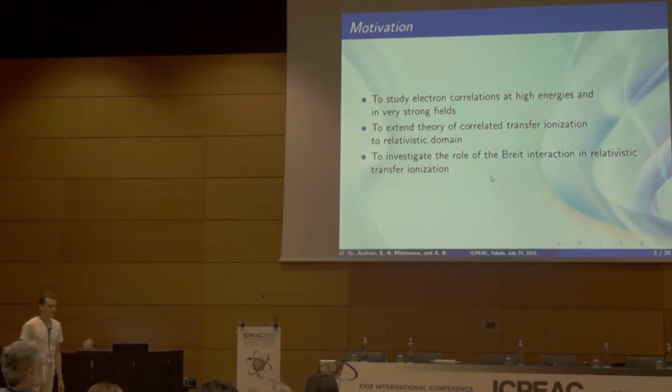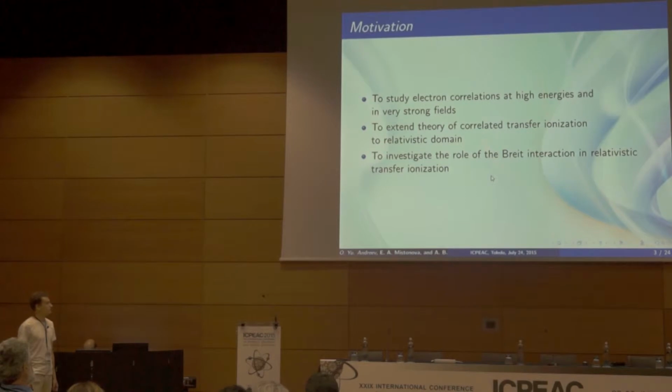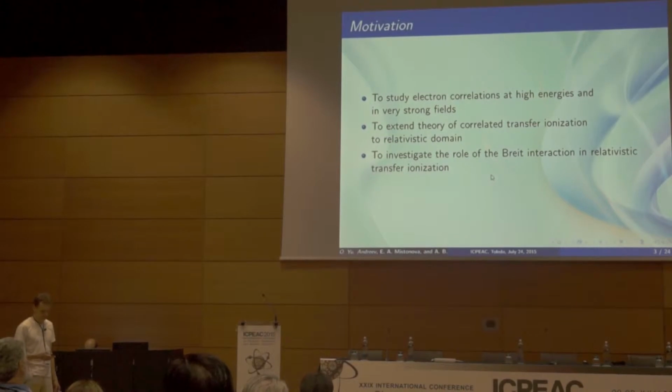After this work, there were a number of studies of transfer ionization, but all the studies were devoted to light systems. The heavy system I know of was the collision of lithium nucleus with helium atoms. So we need to extend the theory of correlated transfer ionization to the relativistic domain, and we'd like to investigate the role of the Breit interaction in relativistic transfer ionization.